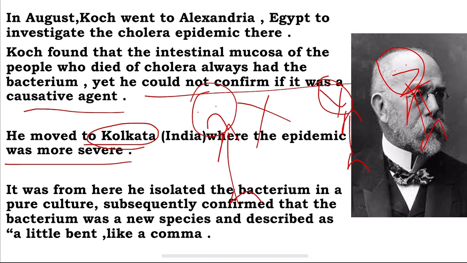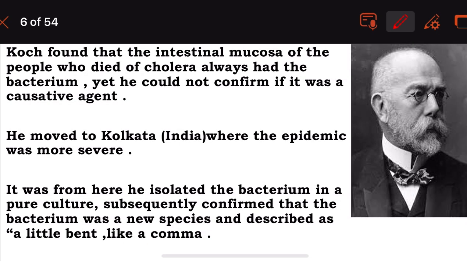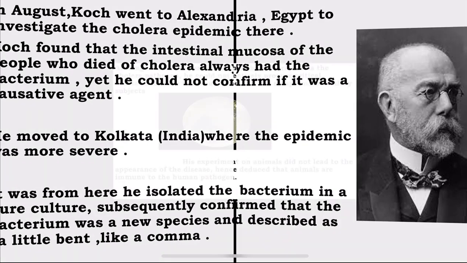Subsequently, he confirmed that the bacterium was a new species, and he described this bacterium as a little bent like a comma. The organism is a little bent like a comma. You can see the Vibrio cholerae is a little bent, comma-shaped bacterium.